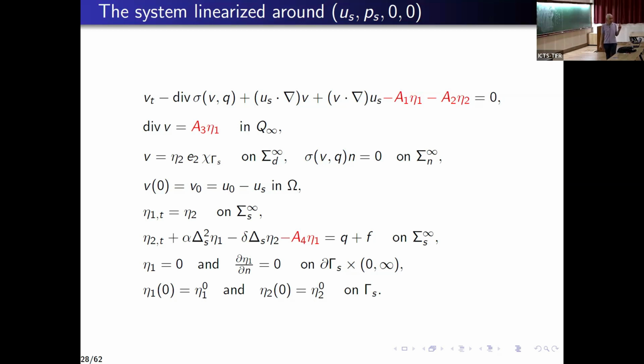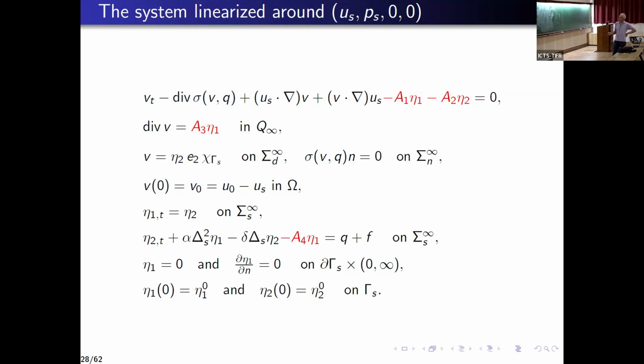So what is the difference with the previous situation? The difference is that now, because US is not zero, and it's only due to that, we have some interaction between the equation for V and eta 1 and eta 2, and the divergence of the linearized model is now no longer zero. It depends on eta 1. So what I denote by A1, A2, and A3 are operators. So there are some derivatives involved. I do not give all the details.